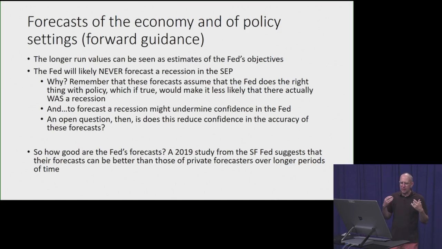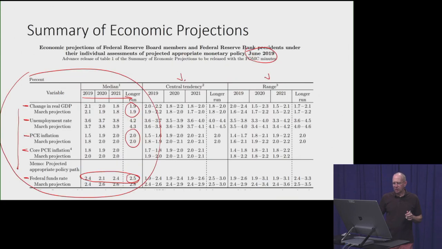Now, if you look at the longer run values, so if we go to the previous here, so these longer run values, these represent sort of the Fed's goals. So they expect, in other words, that GDP, the best sustainable growth, 1.9% per year. The best sustainable rate of unemployment, in other words, the natural rate of unemployment, they estimate at 4.2%. And then, unsurprisingly, they expect to hit their inflation objective of 2%.